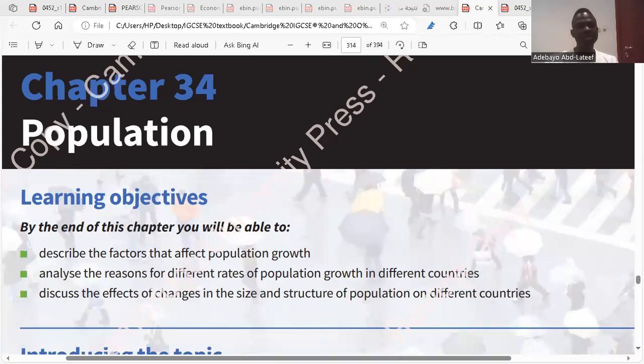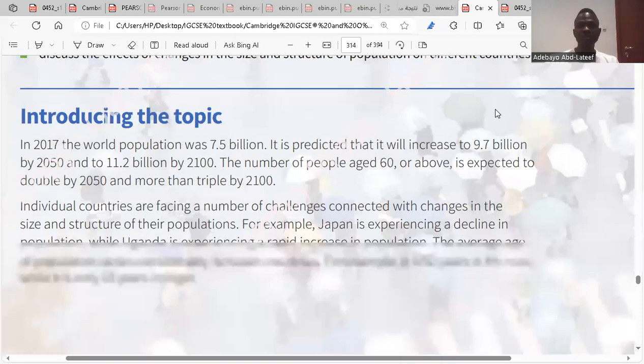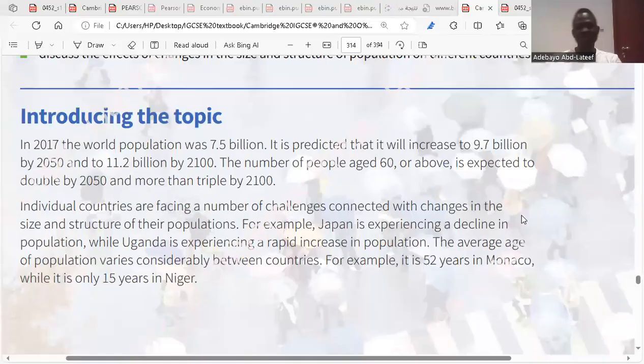Go to Economics chapter 34. We go on population.